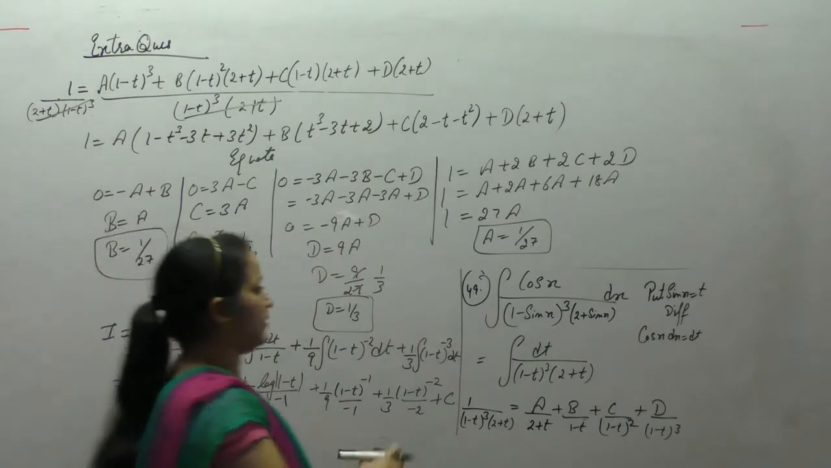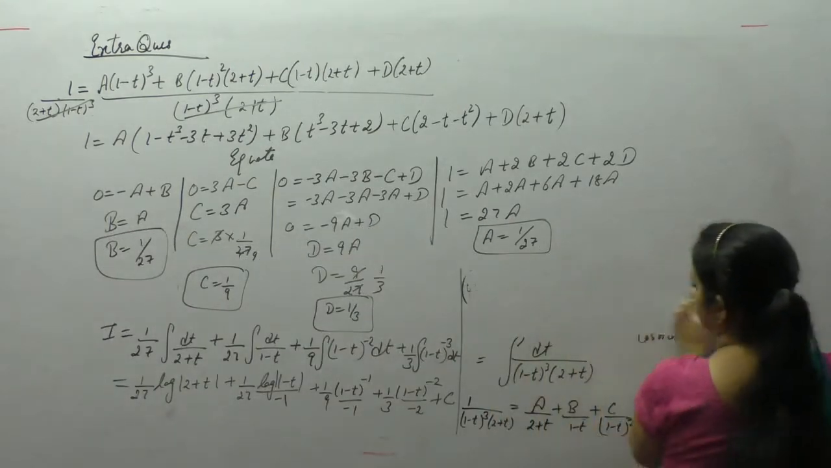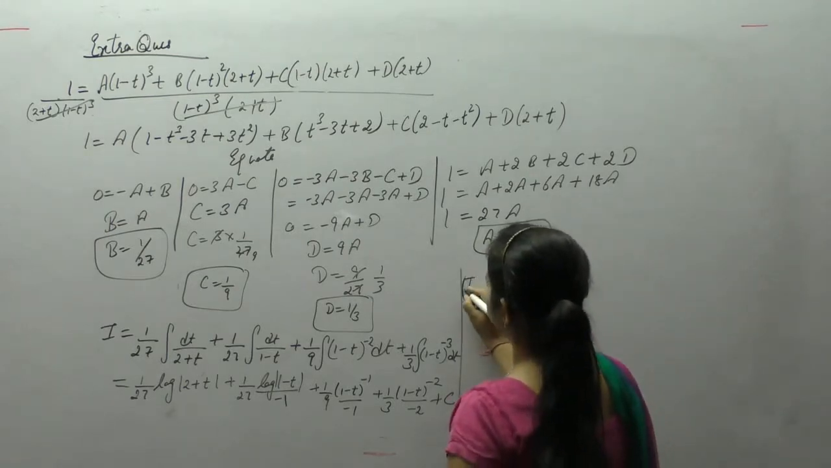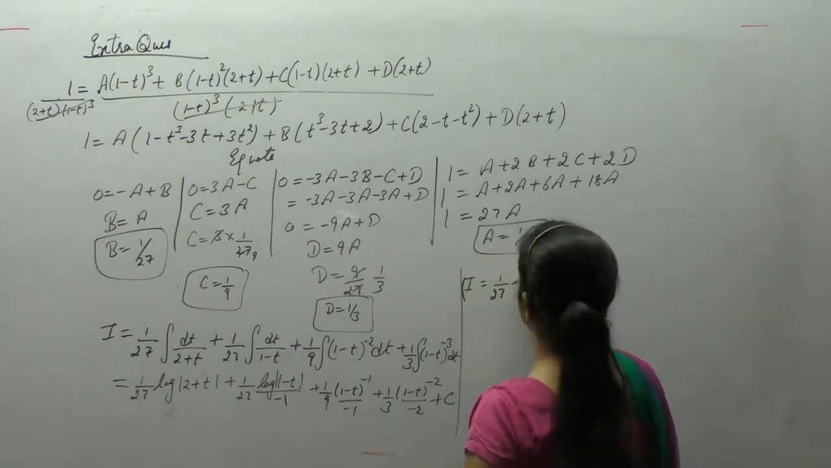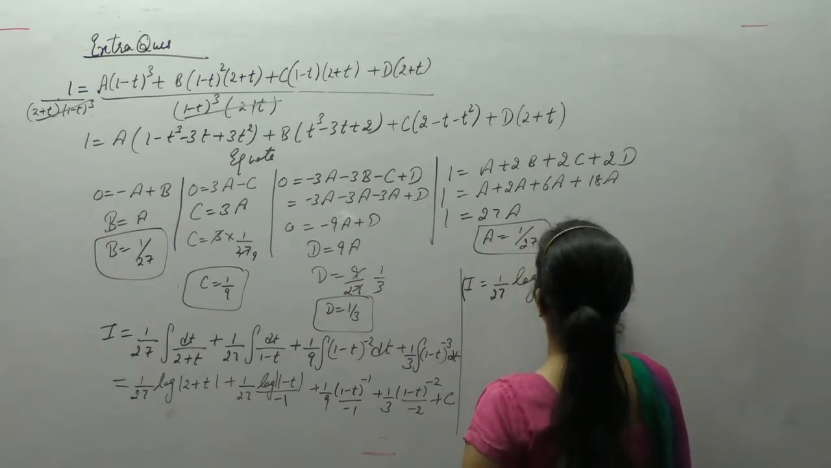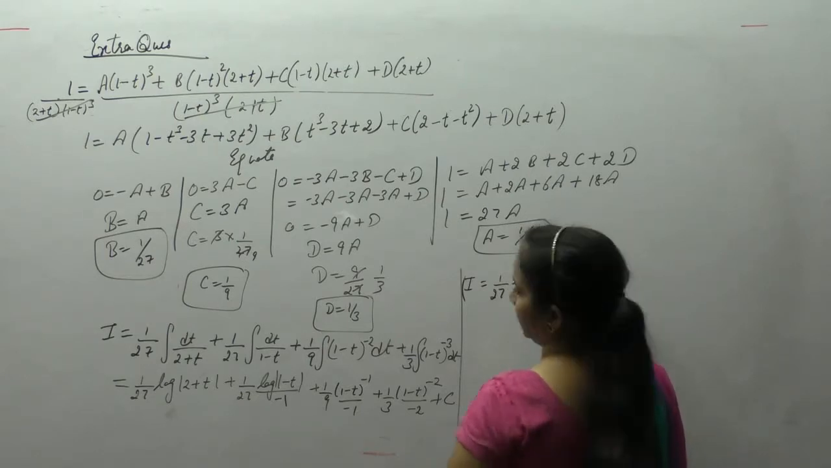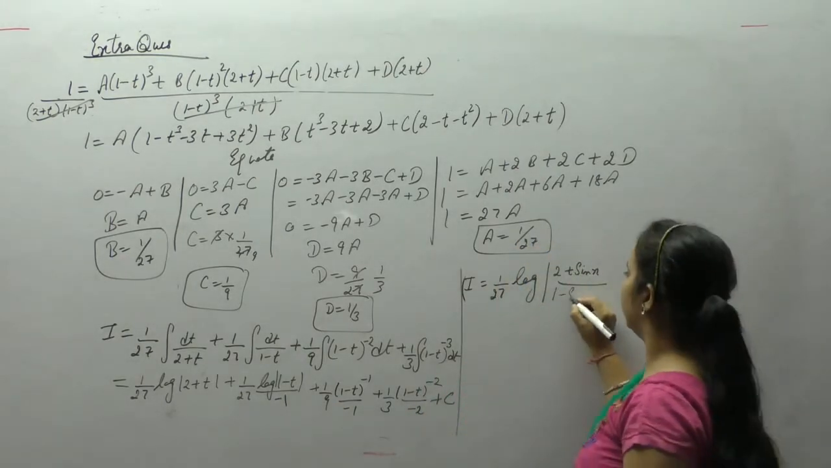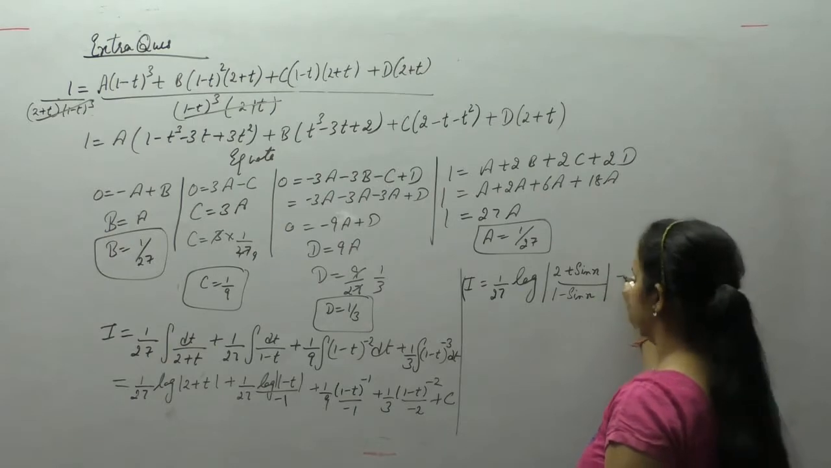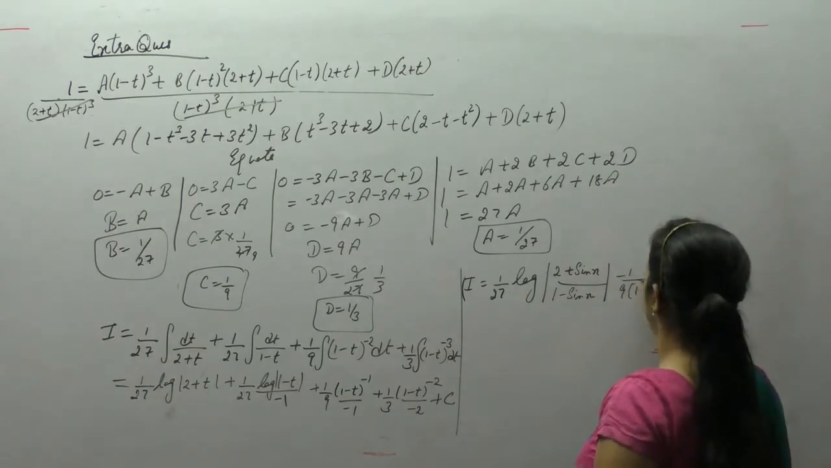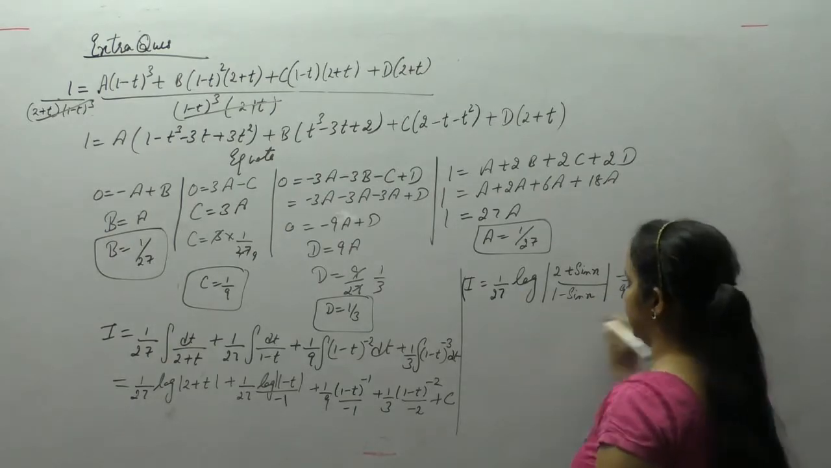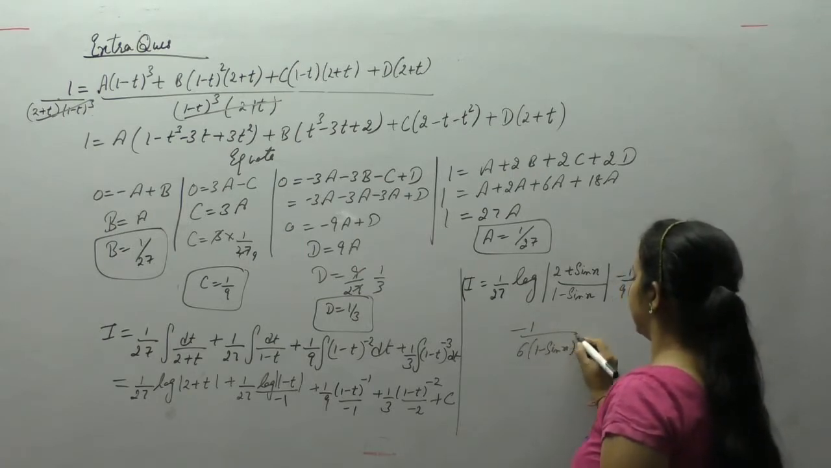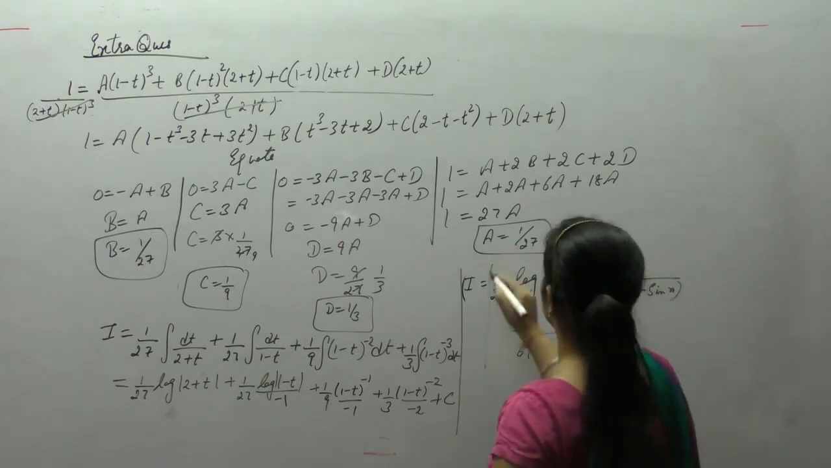Now put the value of t. What is t? It is sin x. One by 27 log of 2 plus sin x, log a minus log b is log a upon b, 1 minus sin x, minus 1 by 9, 1 minus sin x, minus 1 by 6, 1 minus sin x square, plus c.